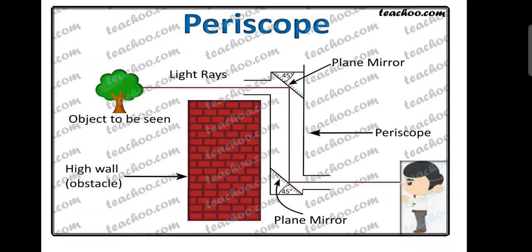See children, I had also talked about this kind of arrangement where there is a wall causing an obstacle. If you want to see an object which is a little far, then by using the mirrors a person can see what is behind the wall or what is there after that wall. So children, this diagram you can also draw, where you will show how the periscope is used.